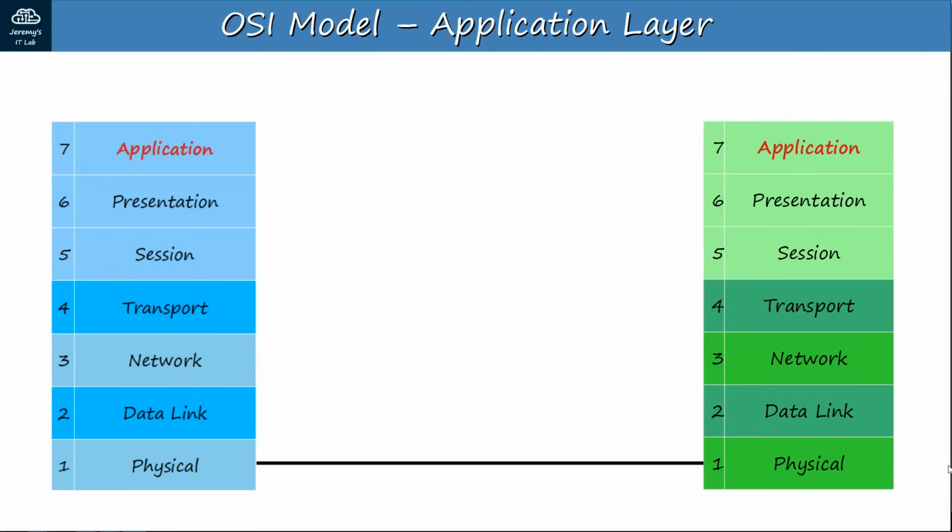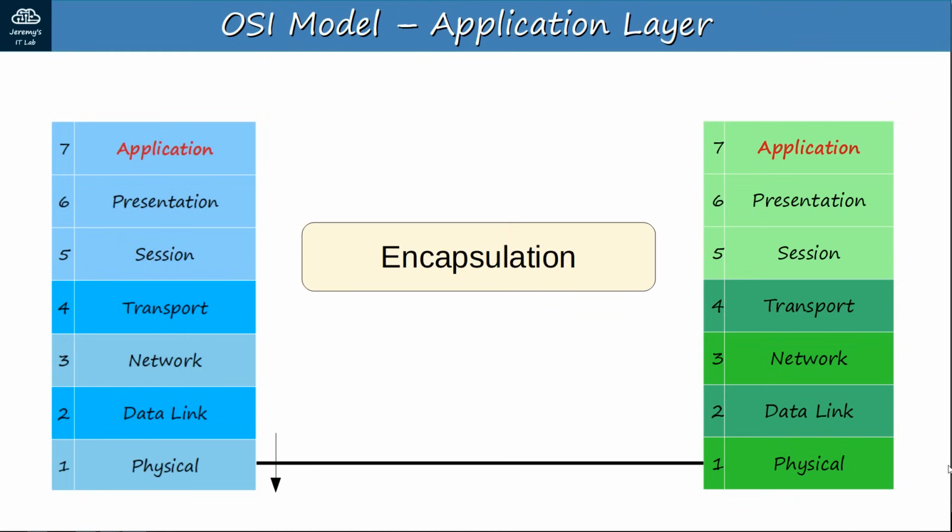Here I have two OSI model stacks, representing two computers that will communicate with each other. The software application, maybe a web browser, interacts with Layer 7, the application layer, and wants to send some data to the system on the right. This data is processed through the OSI stack, each layer adding something to the original data. This is called encapsulation, because the original data is encapsulated inside this additional information, which is added on.